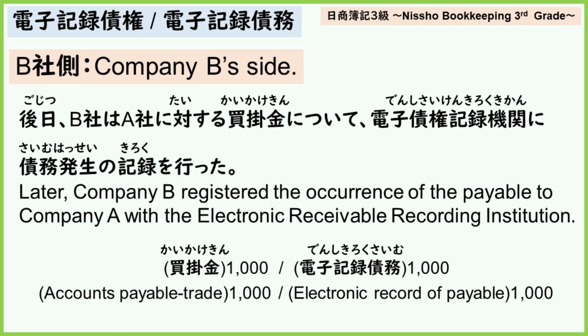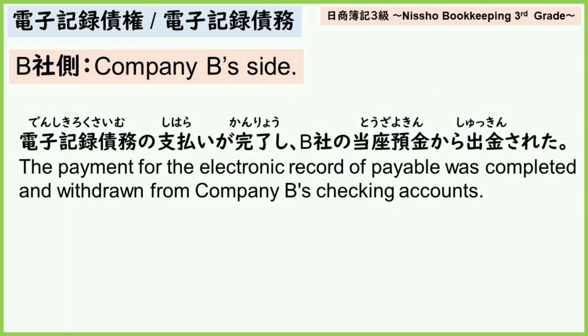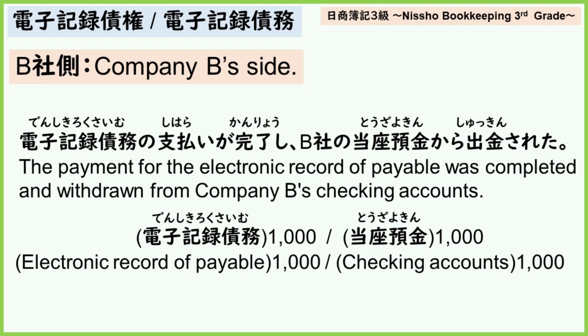Next, let's examine the journal entry when this electronic record of payable is settled. The payment for the electronic record of payable was completed and withdrawn from Company B's checking account. The journal entry is as follows. Debit, electronic record of payable 1,000. Credit, checking account 1,000. The electronic record of payable is debited as the obligation to pay is extinguished.